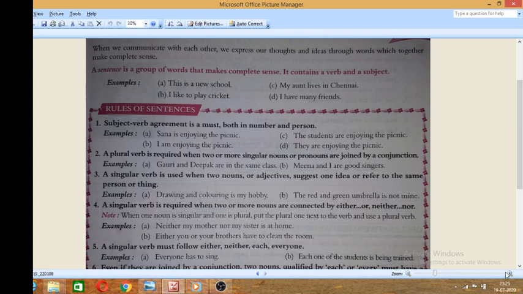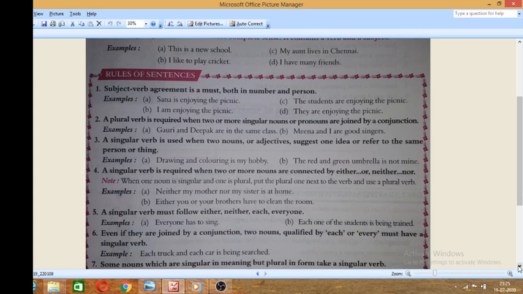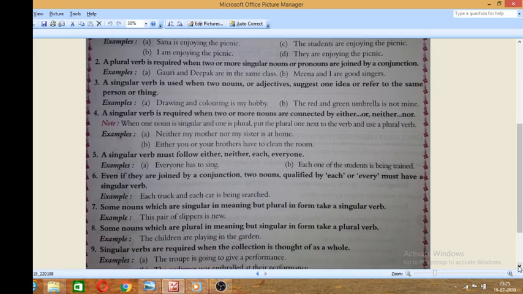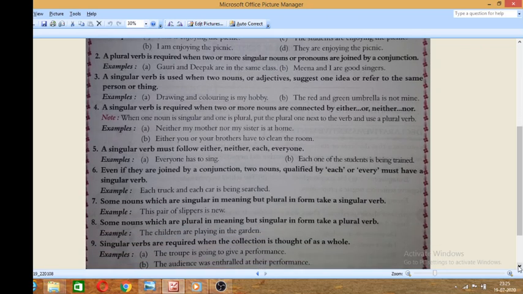Next, a singular verb must follow either or neither. Each, everyone. If each, everyone, either, neither are there, then after that a singular verb will be used. Everyone has, each one of the students is being, students. Can you see that here the subject is the students, but is is there because of each.